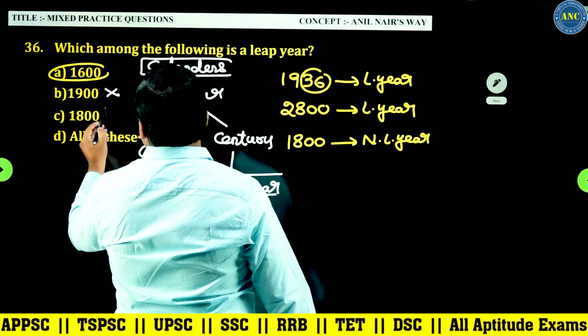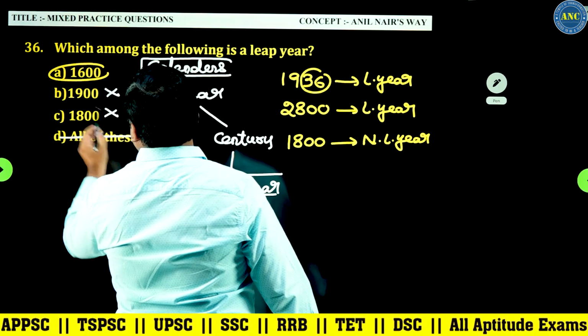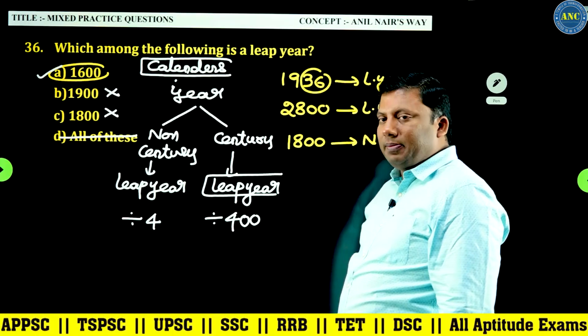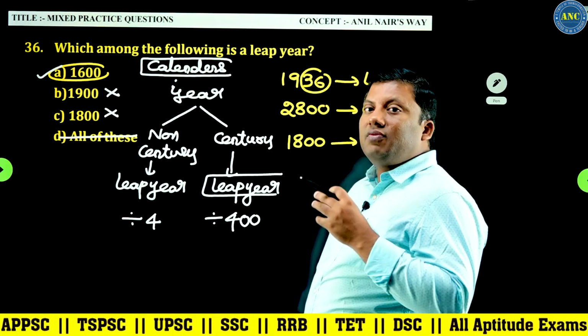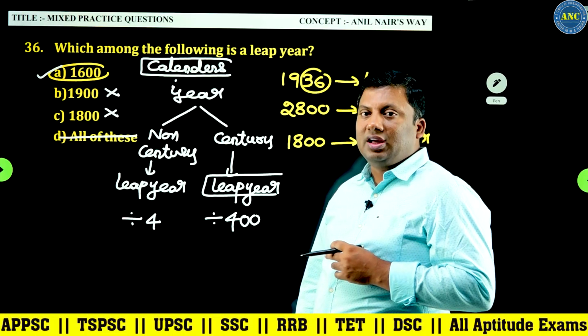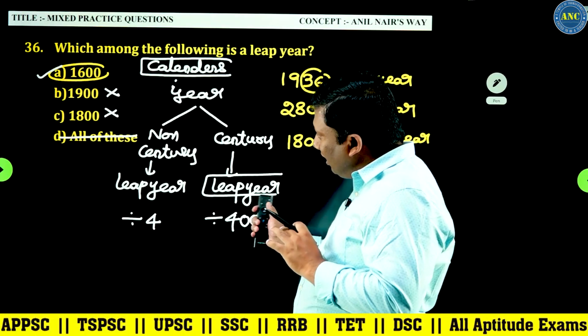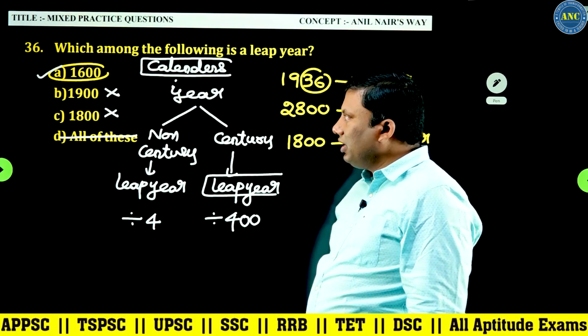1800 is not divisible by 400. So the answer for this question is 1600. It is a leap year. Any century which is divisible by 400 is also a leap year. I hope the definition is very much clear.